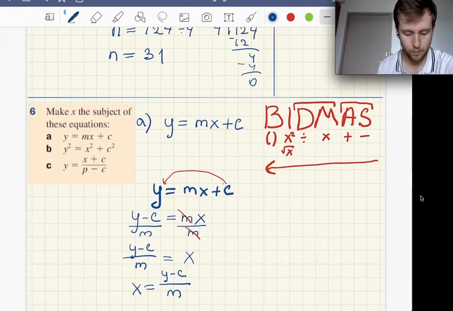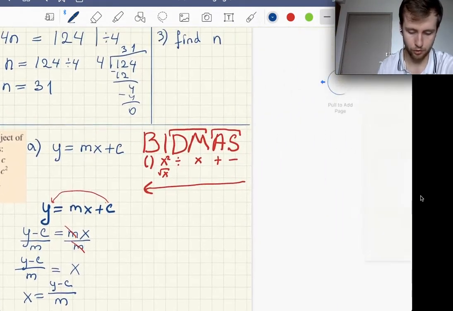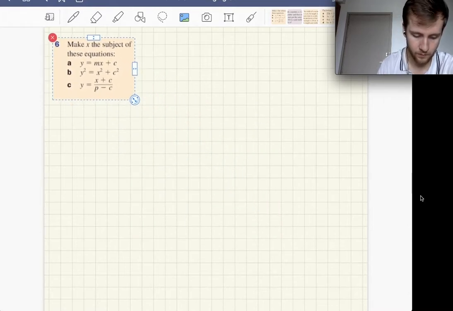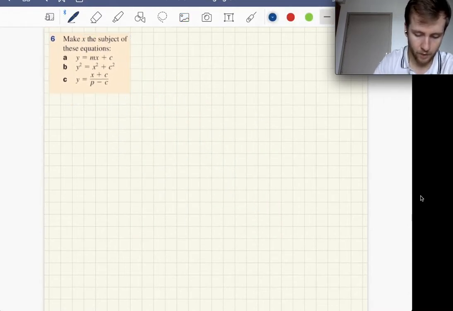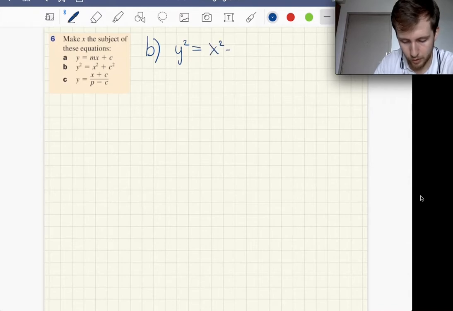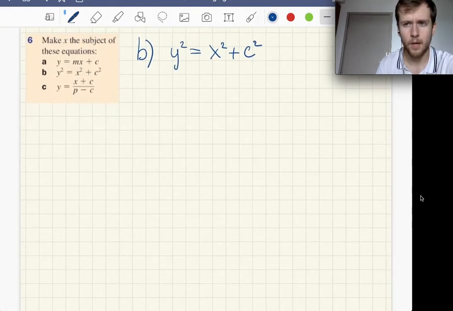Let's do b. I think I have to go to the next page. I'm gonna paste it again. Okay, so in b, what do we have in b? In b we have y squared equals x squared plus c squared. How do we do this?